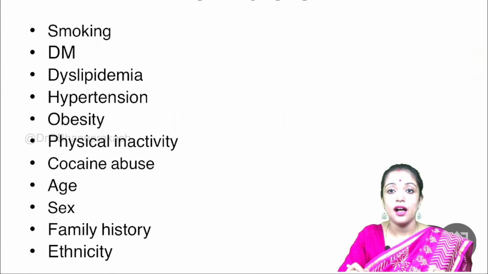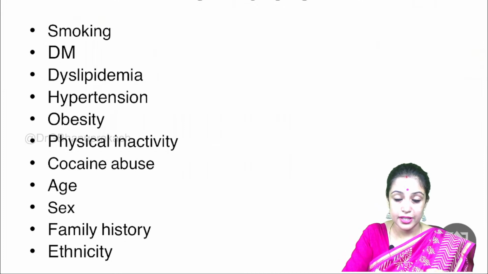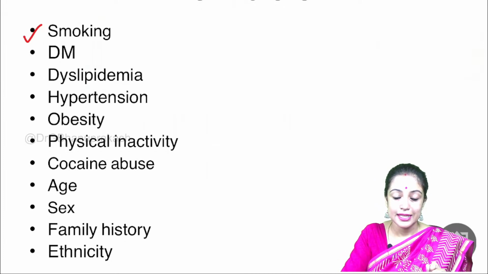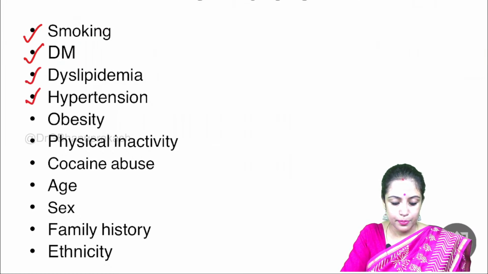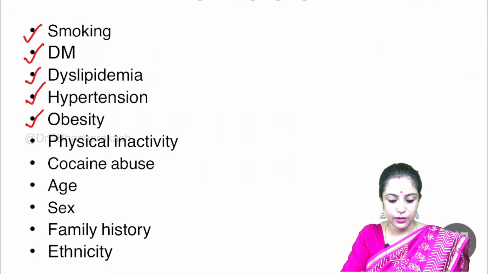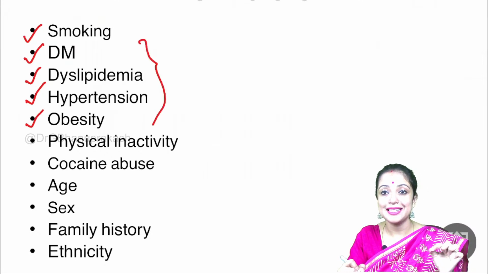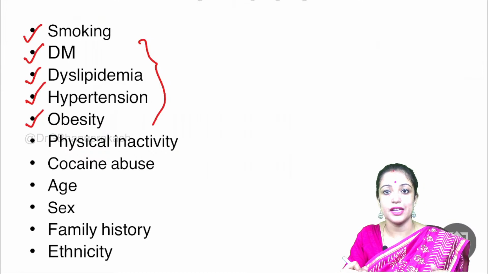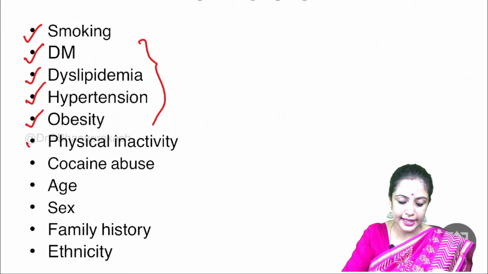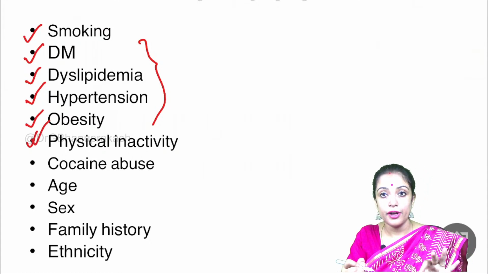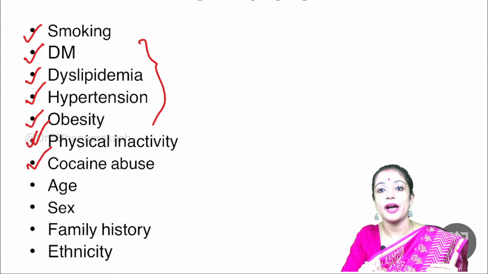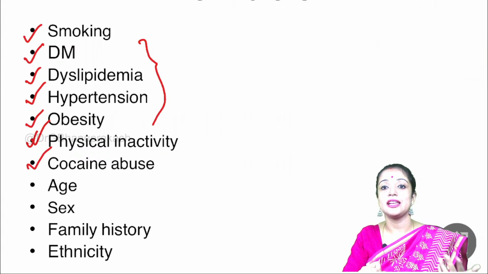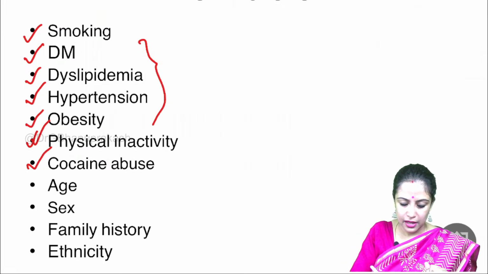So these are certain modifiable risk factors, for example, smoking, diabetes mellitus, dyslipidemia, hypertension, obesity. All these things actually accelerate the process of atherosclerosis. That is why these are risk factors for the development of coronary artery disease. Physical inactivity is again a modifiable risk factor. Cocaine or amphetamine abuse, high doses of cocaine and amphetamine, again cause ischemic heart disease.